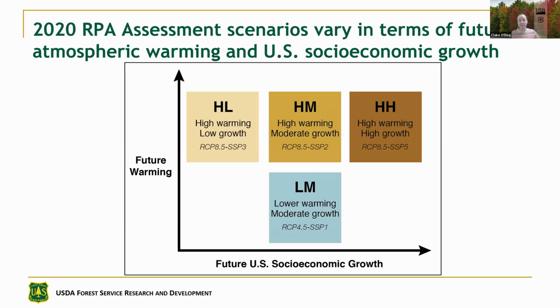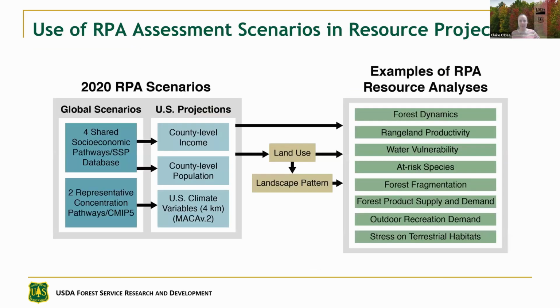And now within each of these scenarios, we also look across climate models to examine how a particularly wet or dry or hot or least warm or middle of the road future for the US might impact our resources in different ways. This figure shows how we use these scenarios in our projections of future condition and availability of renewable resources. We first turn the theoretical scenarios into actual projections for climate, population, and income across the US.